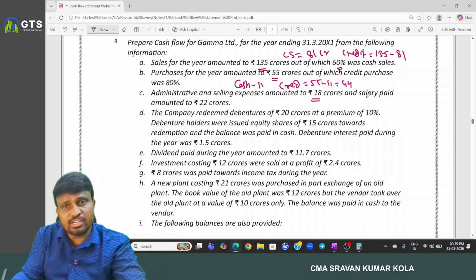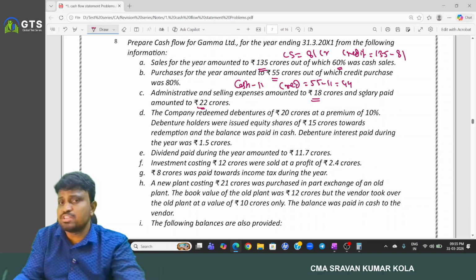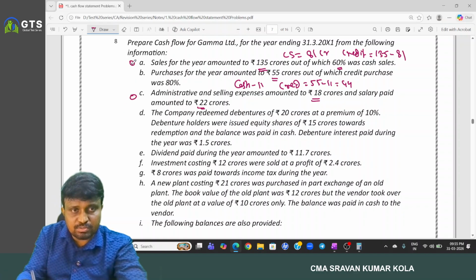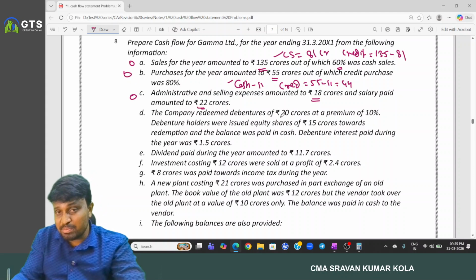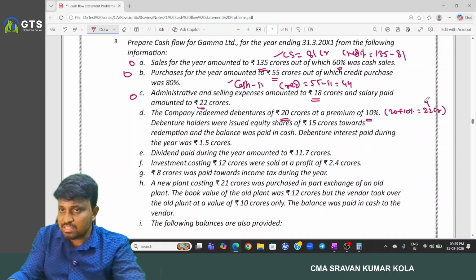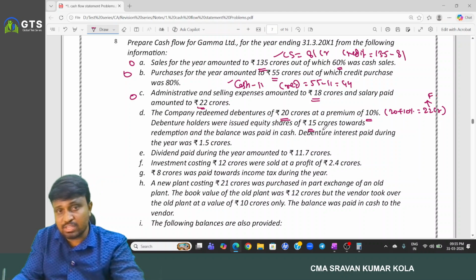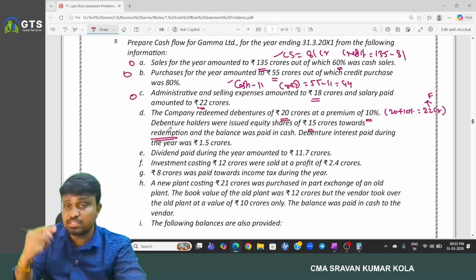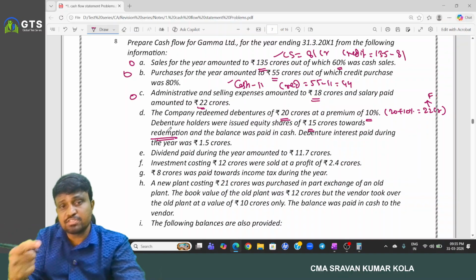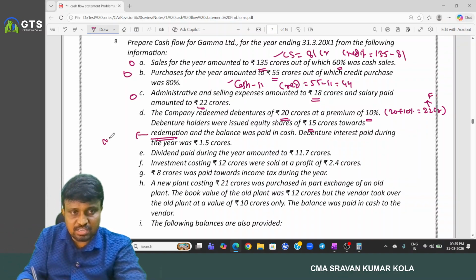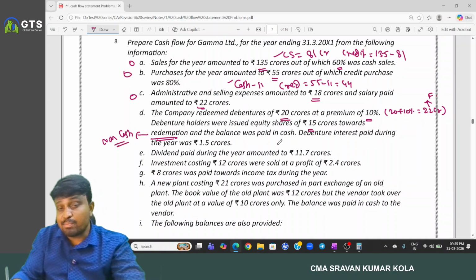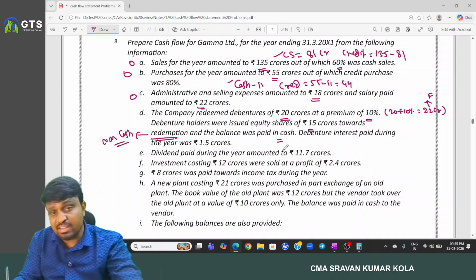Administration and selling expenses amounted to 18 crore, salaries amounted to 22 crore. These are paid, so operating activity. So cash items are covered under the first three, operating. Company redeemed debentures of 20 crore at a premium of 10%, nothing but 20 plus 10% premium, 22 crore, and this is financing activity. Debenture holders were issued equity shares of 15 crore towards the redemption. This is a non-cash transaction, and the balance was paid in cash.